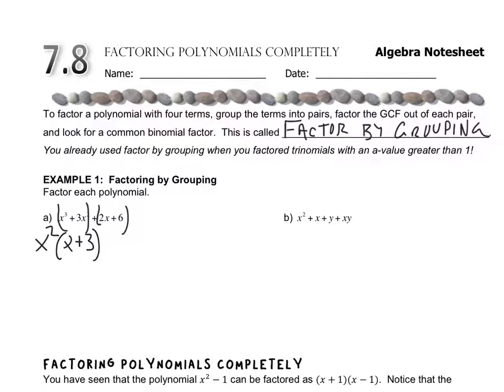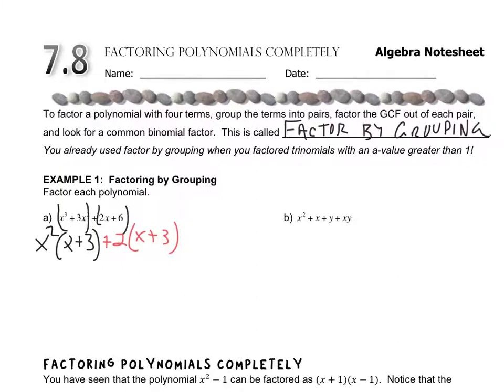Then I would look at the second pair and say, okay, what is the greatest common factor of this pair? Well, between the 2x and the 6, I can remove 2. So if I divide out a 2, I would get x plus 3 on the inside. So that's just finding the greatest common factor of those 2. And again, we have to notice a couple of things for this to work. This x plus 3 binomial has to be there for both. It has to be a common x plus 3 binomial.